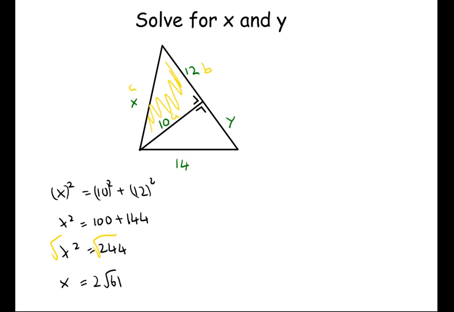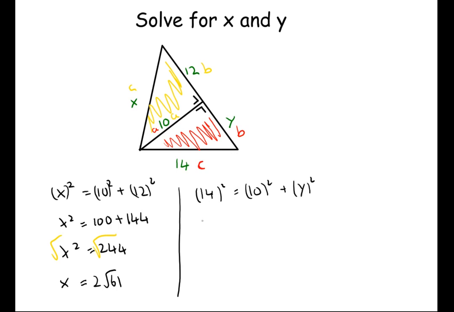So the next one then, I'm going to just do in red. Again, you could draw it out separately if you want. But in this case, my side opposite my right angle is 14. So I'm going to call that C. 10 can still be A, and y is going to be B. So solving there, using Pythagoras theorem, C squared, so 14 squared, is equal to A squared, which is 10 squared, plus B squared in this case, which is y squared. 14 squared is 196, which is equal to 100 plus y squared.